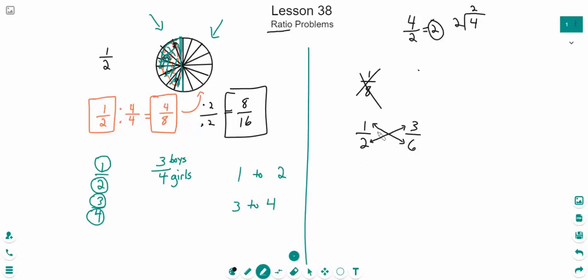But if we do that, what happens? Let's take the 1 times the 6. Well, that gives us 6. Then let's take the 2 times the 3. That gives us 6. And lo and behold, they actually give us the same answer. 6 equals 6. Okay? And that is true for any two fractions that are equivalent fractions. So that's a wonderful little concept there.